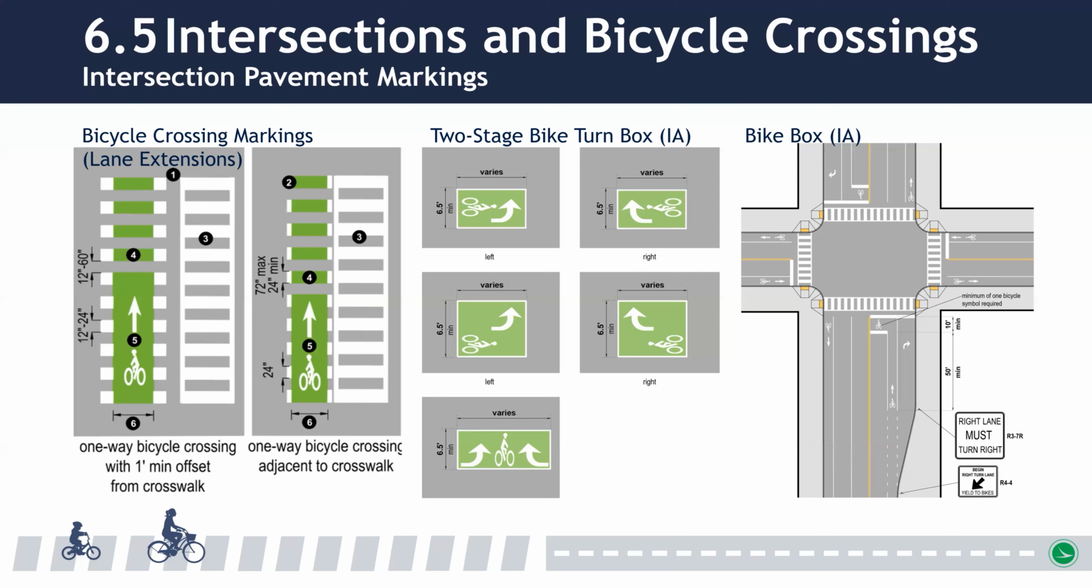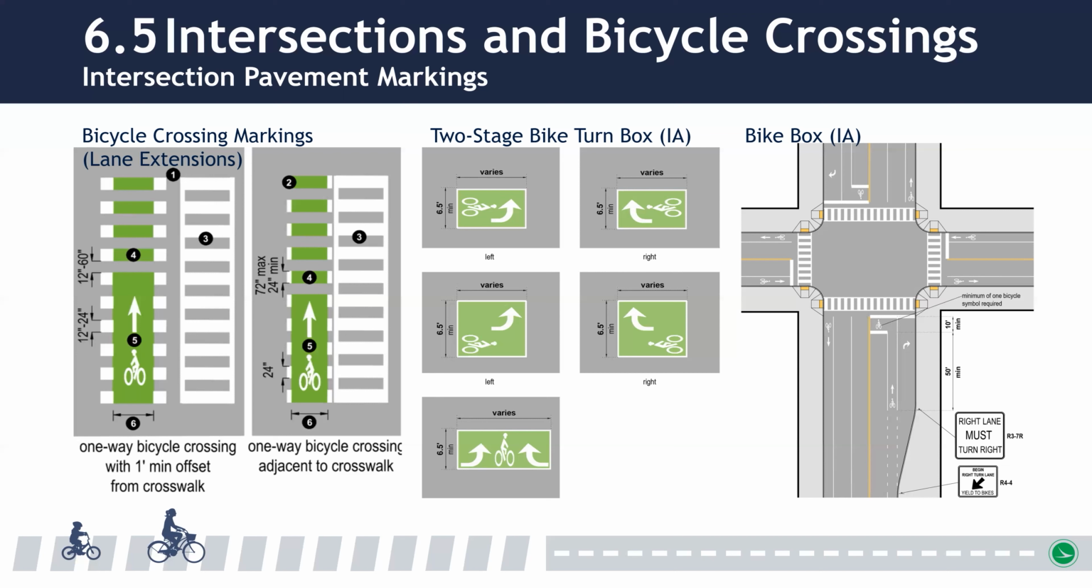Two-stage turn boxes eliminate the need for bicyclists to merge across motor vehicle travel lanes to make turns, which can be particularly stressful for the interested but concerned bicyclist. The guide provides direction on when two-stage turn boxes should be used and provides guidance on their placement on the roadway. Finally, the guide includes conventional bike boxes, which are designated areas on the approach to a signalized intersection.